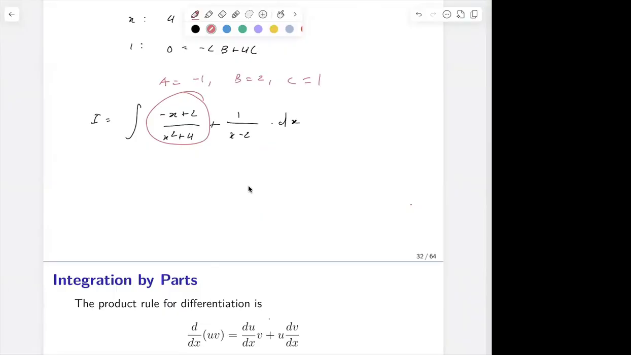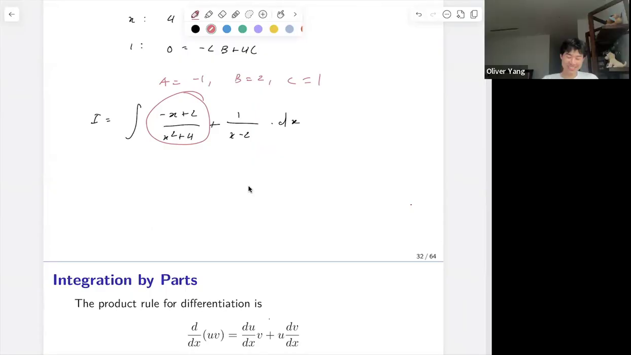U substitution. U sub? Okay. Close. But okay, yes, we're gonna do a U sub, but what do we do first? What do we want to do first? Because we can't really factorize this x plus 2 out, right? But we can split it. So let's just split it.